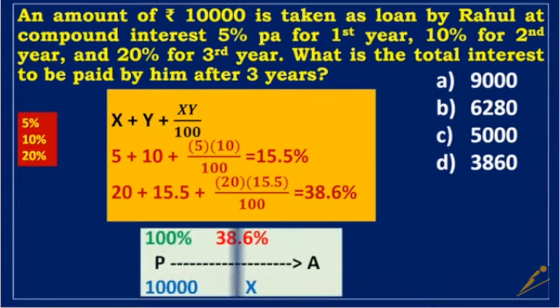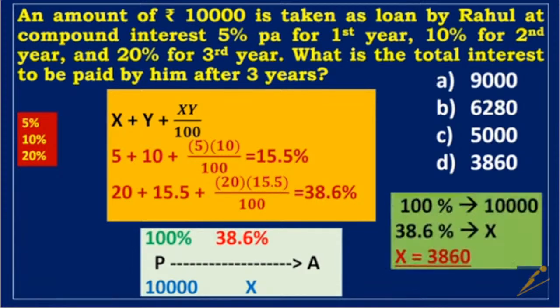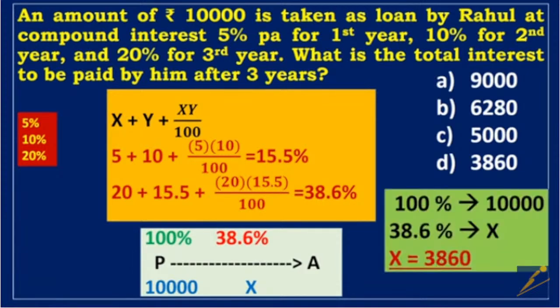Assume that the principal is 100%. The compound interest is 38.6%. Based on the information given, we can set up two equations. If 100% equals 10,000, then 38.6% equals x. We can solve for x by cross-multiplying. Then the interest is 3,860 rupees.